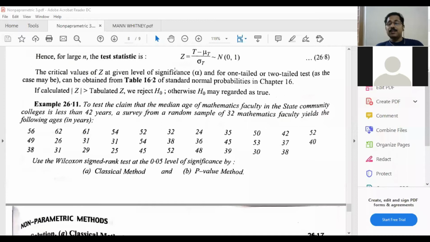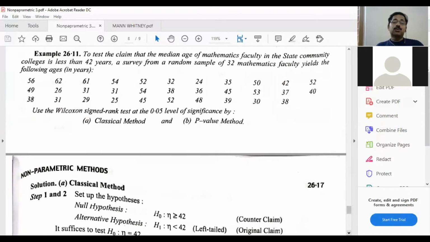These are the ages of 32 mathematics faculty, so the sample size is 32. Our assumption is whether the median age of mathematics faculty is less than 42. So the given value for the median is 42. The question is to use the Wilcoxon sign rank test at level of significance alpha equal to 0.05.